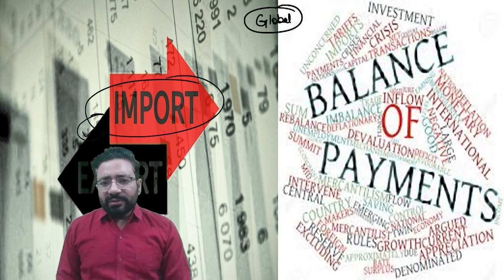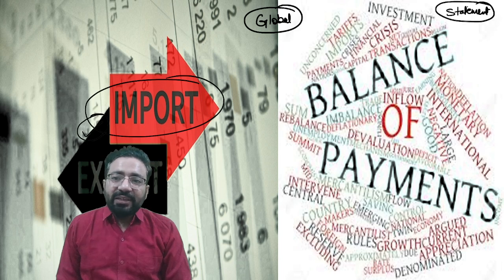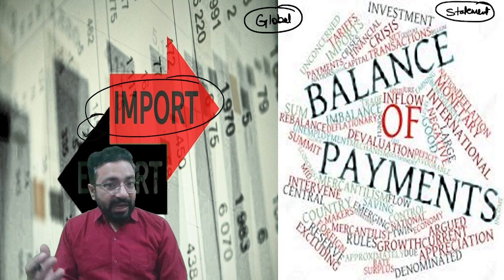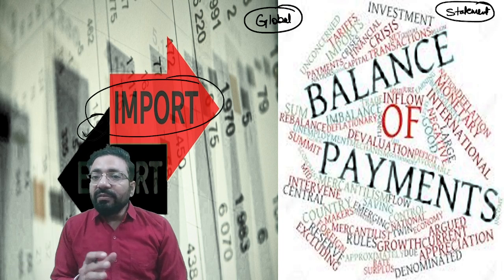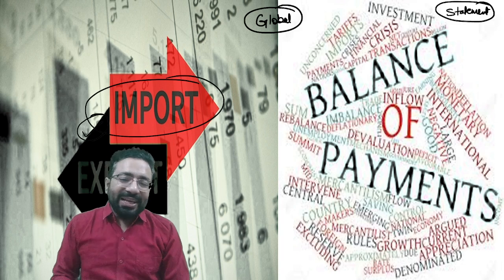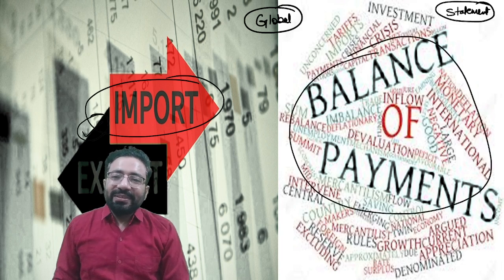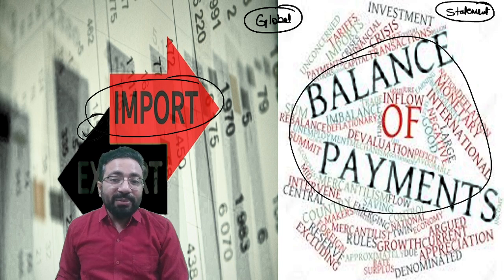There shall be some statement by which we can know how much we have imported or exported, what income we have received from the rest of the world, and what amount we have paid to the rest of the world. That is the subject matter of balance of payments. You remember, it's the balance of payments.